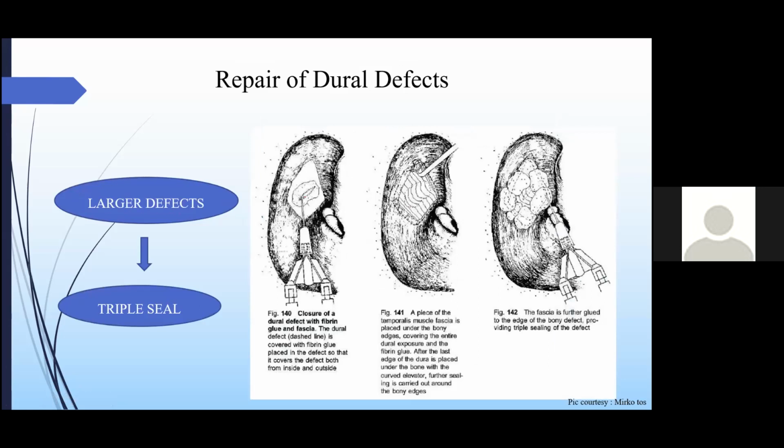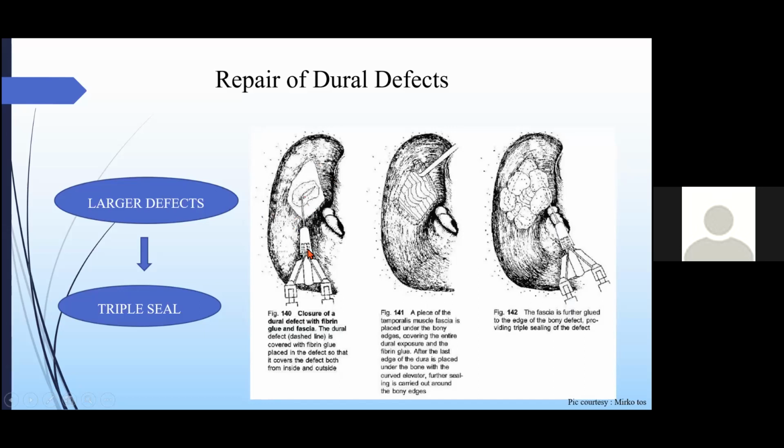In case of larger defects, like in a low-lying dura and low-lying tegmen, where we have to expose the whole tegmen part and clear the disease immediately, those types of defects have a tendency to prolapse, and they can have a CSF leak. So we have to close them. And for this, we use a triple seal.